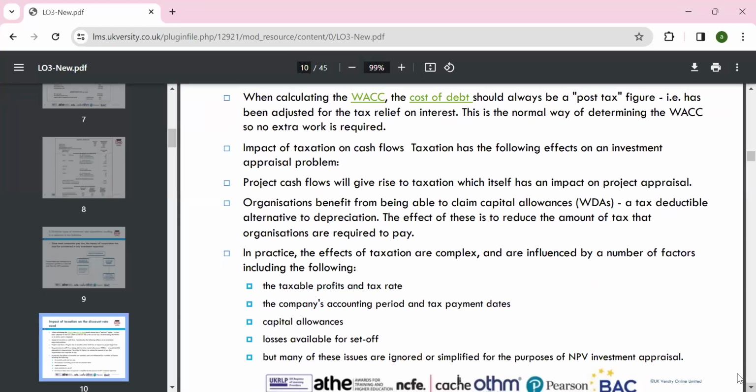The organization benefits: of course we can't claim depreciation, but we can claim capital allowance. So any capital expenditure, we know the difference between capital and revenue expense. We all know revenue expenditure and capital expenditure. What is the key difference? Anyone, please? Capital expenditures and revenue expenditures.